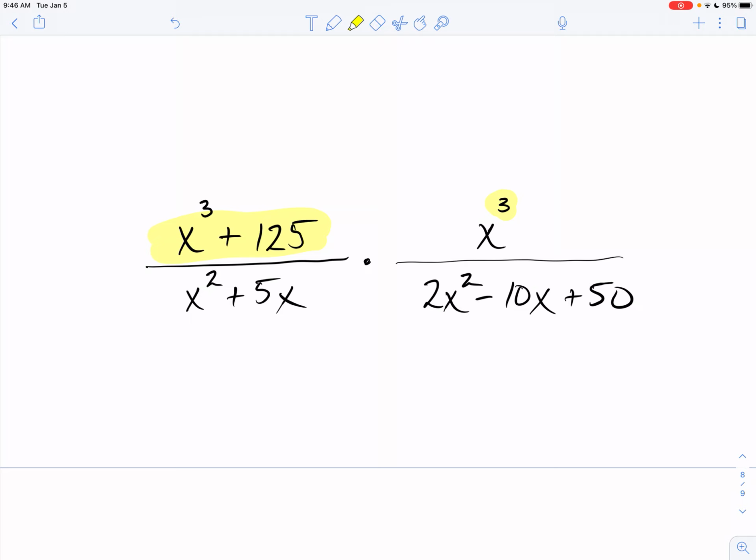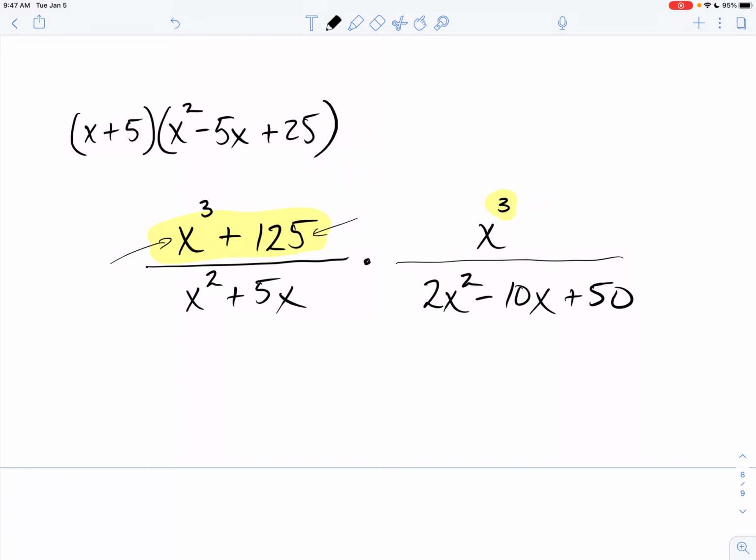And this is when you say to yourself from the cube video that we watched before this, what times itself 3 times is going to give you that? X. What times itself 3 times is going to give you that? Well, take a guess. It's 5. 5 times 5 times 5 is 125. So if I use the formula, I would say this thing plus this thing. And then this is just plugging it into the formula. That's all I'm doing. Nothing fancy.